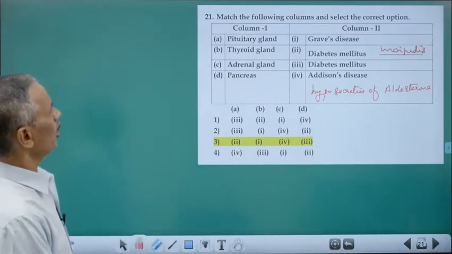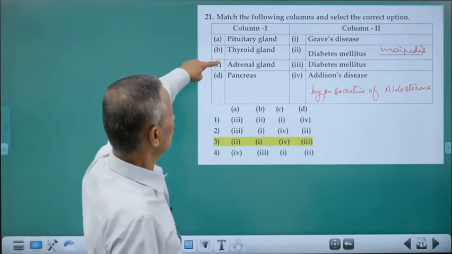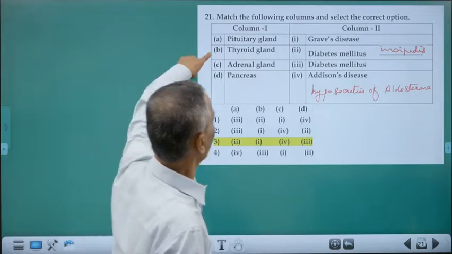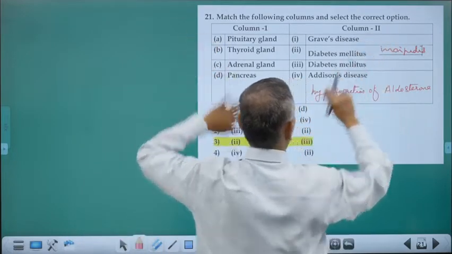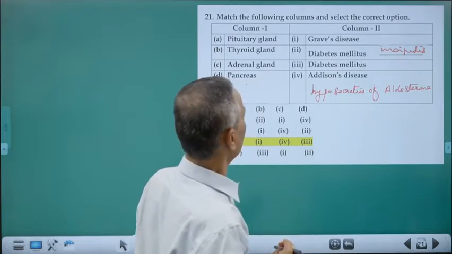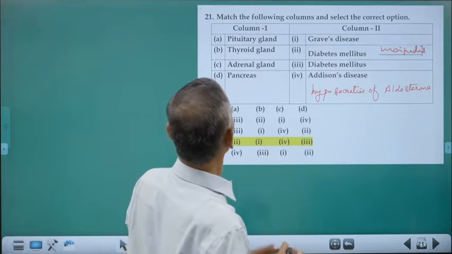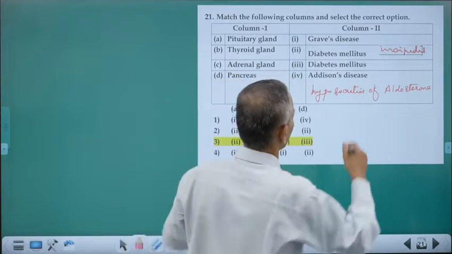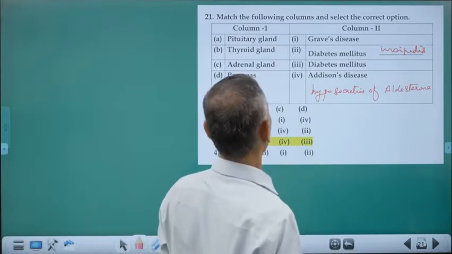Match the following columns and select the correct options. Pituitary gland. What is that pituitary gland? See, there's a correction you have to make. Either of these cannot be correct. One should be diabetes insipidus and the other should be diabetes mellitus. Okay, so there is some correction. That's why I have written like that. Then only you will be getting an answer.